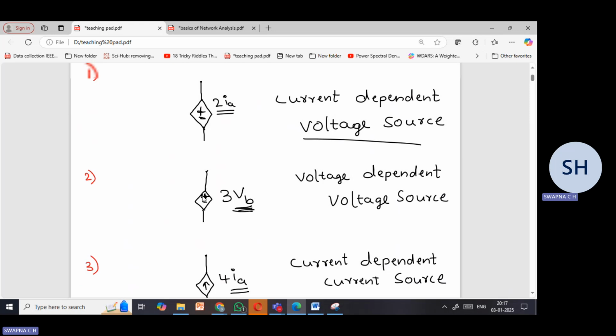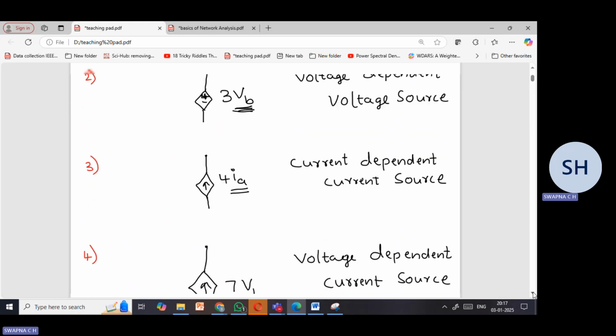And here, from the symbol, it is very clear that it is a voltage source and it is depending on voltage. So it is called a voltage dependent voltage source.